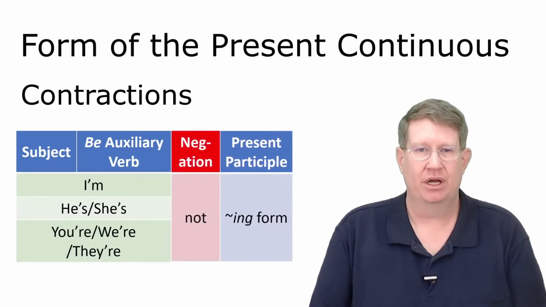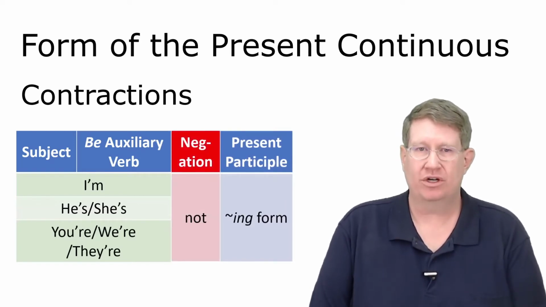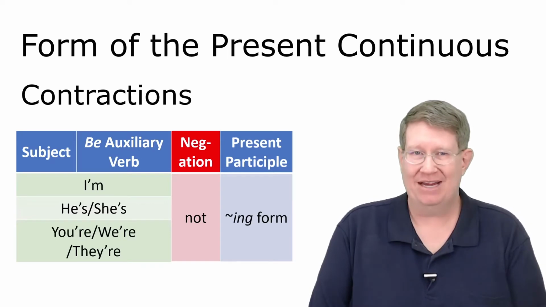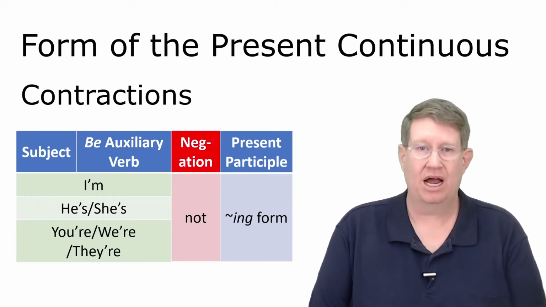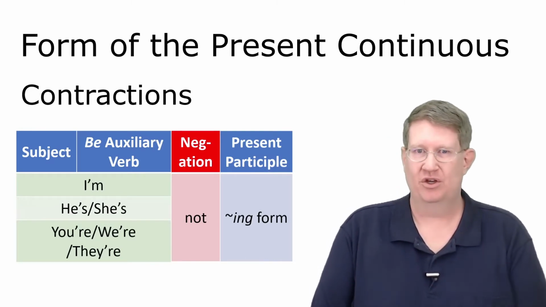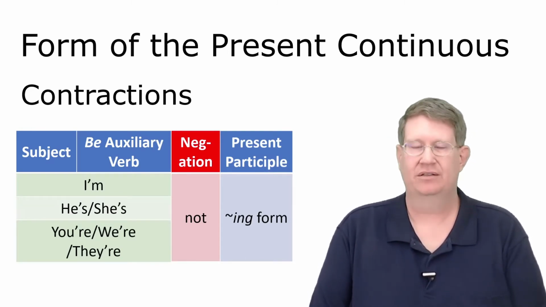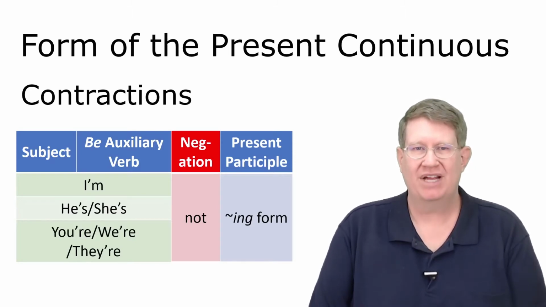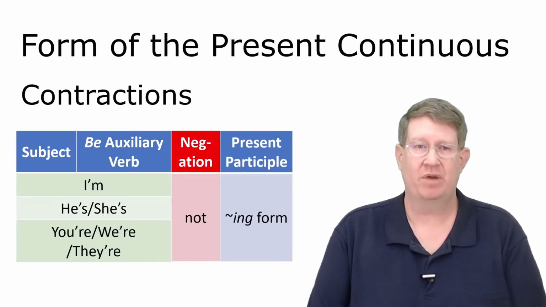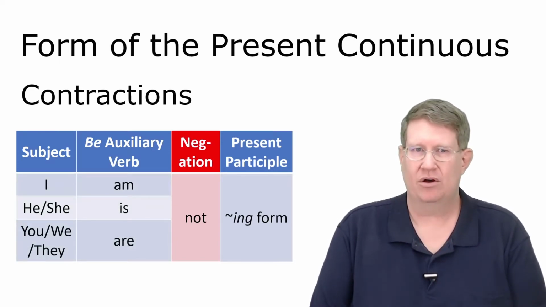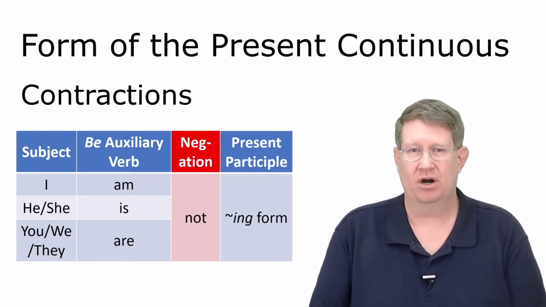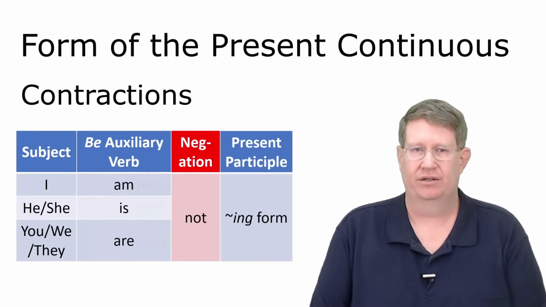But look at this. When we use contractions with a negative sentence, we have to be careful. What's here is okay. I'm not listening. You're not reading. So far so good. But there's actually a different choice, a different way of making contractions. So I'll go back to my basic form here. And then instead of joining the auxiliary verb with the subject, I'm going to join it with the negative marker. I'm going to join it with not.